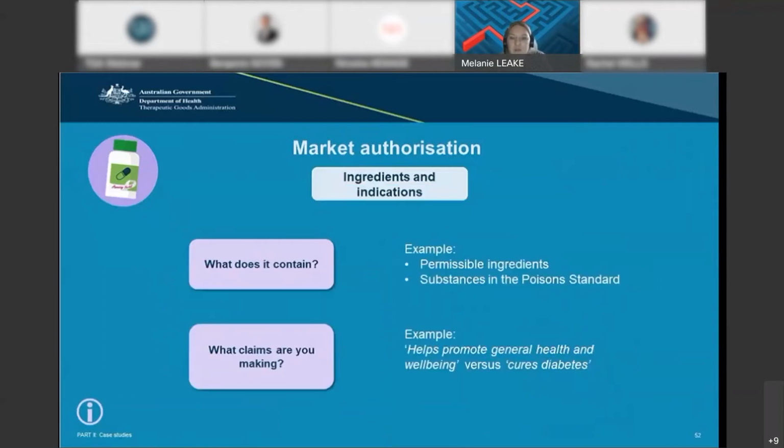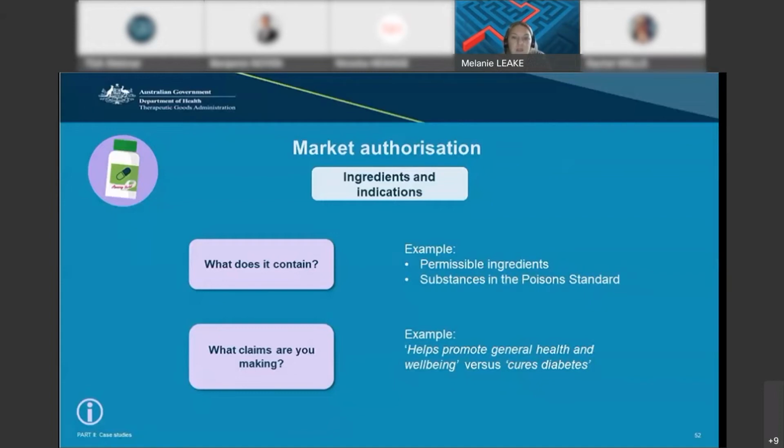When you're preparing your application for market authorisation, there are two critical areas that you will need to take into consideration. Firstly, what does your product contain? This is mainly relevant to medicines and biologicals, but there are also some medical devices that deliver substances as well. The ingredients contained in your product determine how stringently it is regulated by TGA. Does it contain permissible ingredients, which is a list of ingredients that have been deemed to be of sufficient low risk? Does it contain substances in the poison standard? This is another list of ingredients that could be of much higher risk.